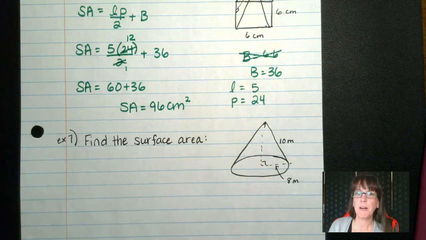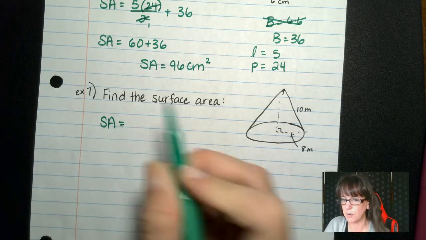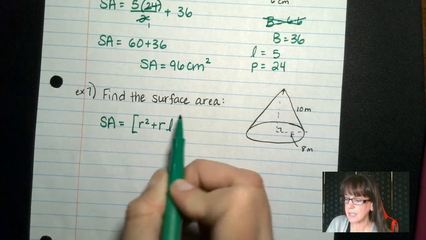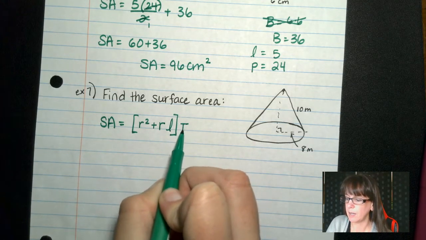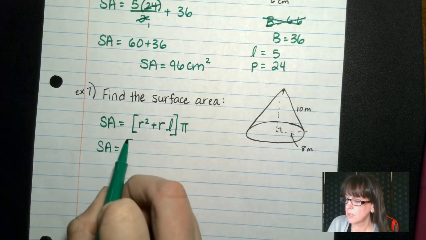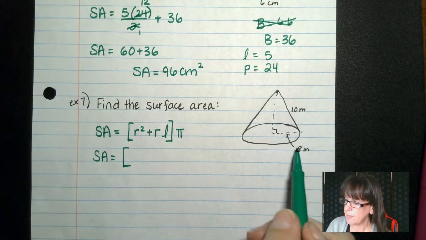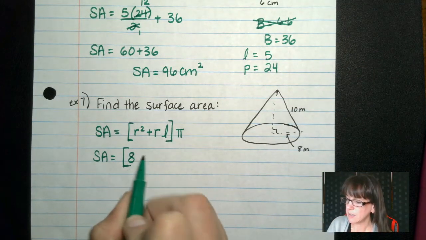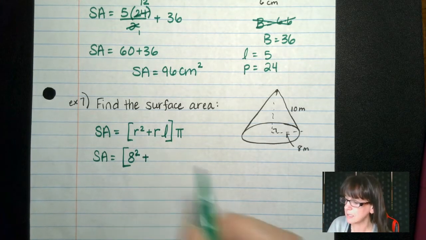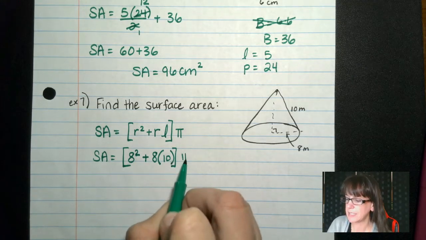So find the surface area of this cone. So let's talk about that. Surface area of a cone is radius squared plus radius times the slant height, all of that times pi. So in this case, we have the surface area equals, and remember that's because our radius squared is like this, it's our base, right? So the area of the base, or our radius squared, is 8 squared, plus the radius, which is 8, times our slant height, which is 10, all of that times pi.